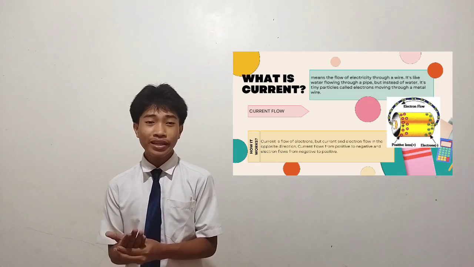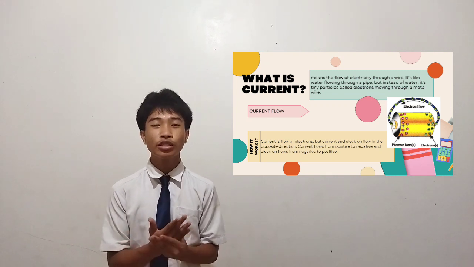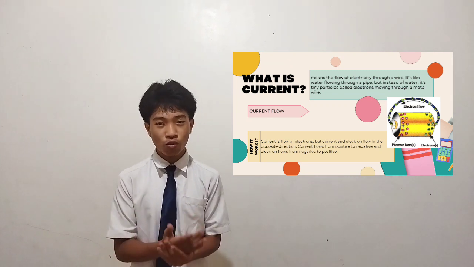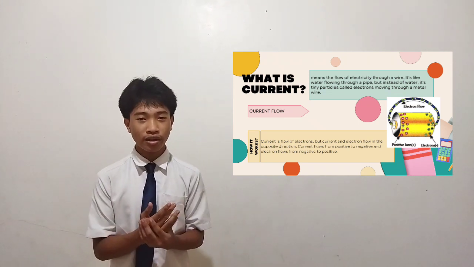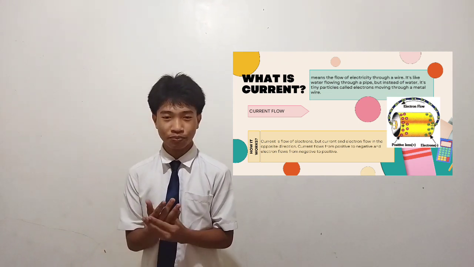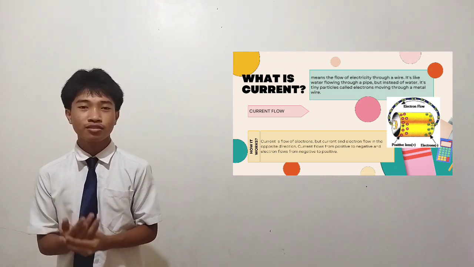What is current? It means the flow of electricity through a wire. It's like water flowing through a pipe, but instead of water, it's tiny particles called electrons moving through a metal wire. So as you can see in the photo right there, the electrons flow to the positive ions.